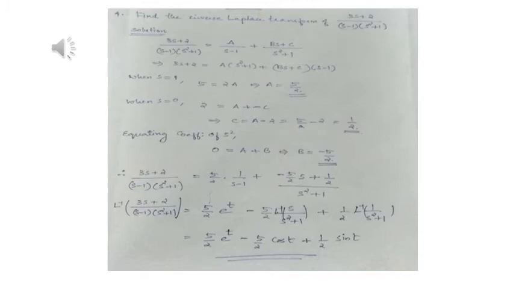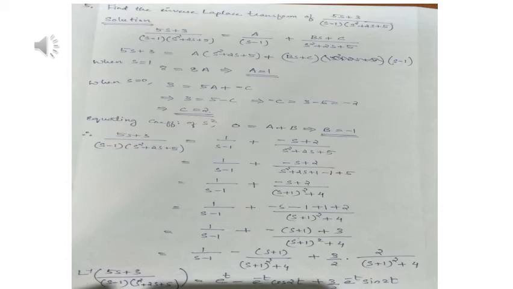sin t. So next question, find the inverse Laplace transform of (5s + 3) divided by (s - 1)(s² + 2s + 5). So here also when splitting as partial fractions, we have to write A/(s - 1) + (Bs + C)/(s² + 2s + 5). Then we will get 5s + 3 = A(s² + 2s + 5) + (Bs + C)(s - 1).